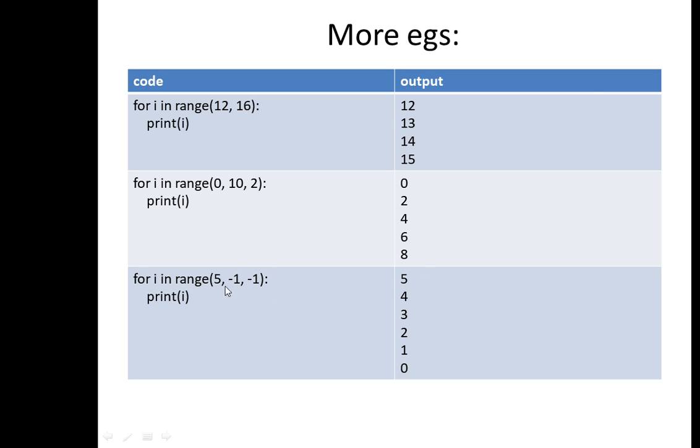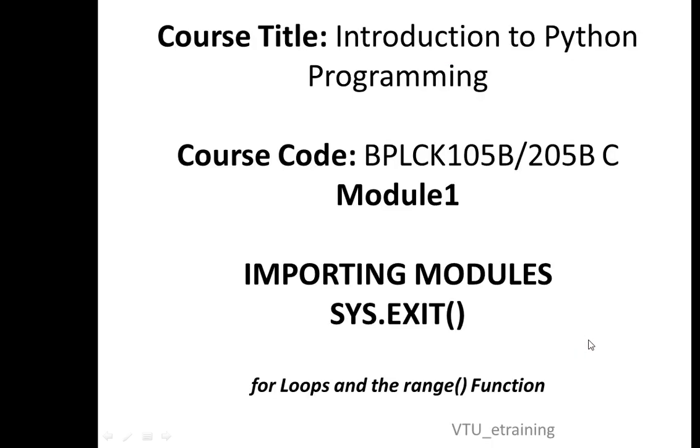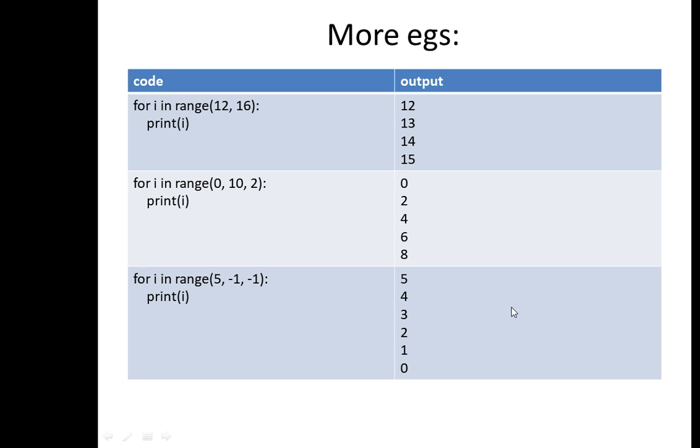Here again we have three arguments. So 5 is the start, so it starts from 5. And what is the stop? -1. And what is the step? -1. So what happens to the next value? 5 minus 1 is 4. Next 4 minus 1 is 3, then 2, 1. It goes up to 0. Will it do 0 minus 1? No. -1 will not be included. It's excluded.